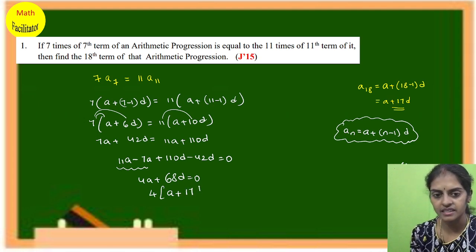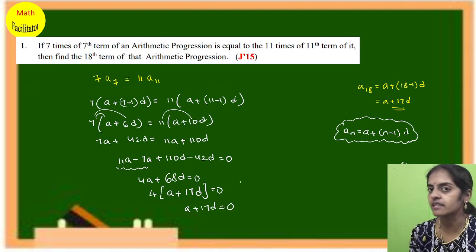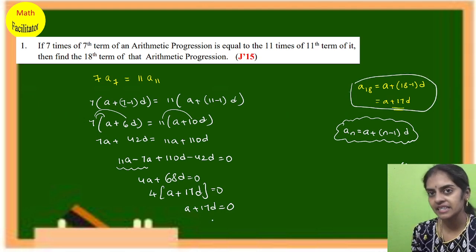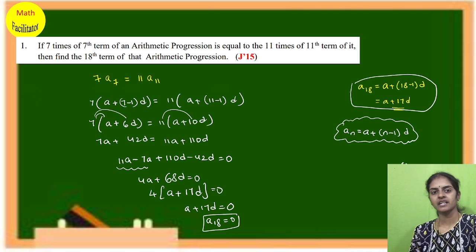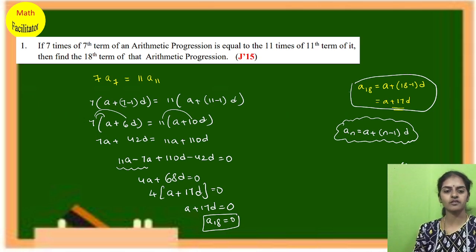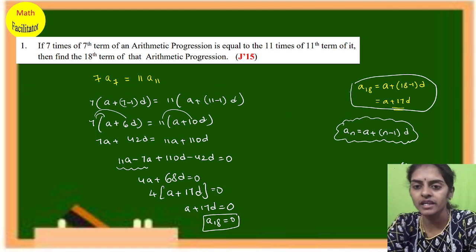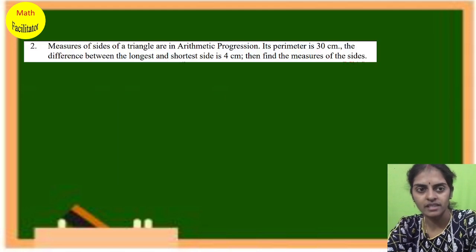I'll get 17. So 4 times (a plus 17d) equals 0. Take 4 to the other side, so you'll have a plus 17d equal to 0 divided by 4, which is again 0. Now this is the value I needed, isn't it? A plus 17d only I needed. So a plus 17d is 0, and a plus 17d is nothing but the 18th term. So the 18th term is 0. Understood, people? This was given in 2015. It's a previous year question. Let's proceed with the next one.